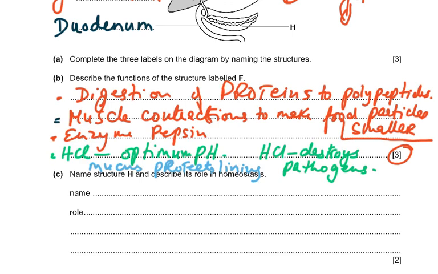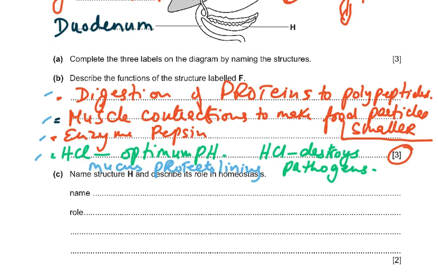Now describe the functions of the structure labeled F, and F was the stomach, so it's basically digestion of proteins, then muscle contractions to make the food particles smaller, then the enzyme pepsin release, then the HCl providing the optimum pH, then the HCl destroying pathogens, disease causing microorganisms, and the mucus being produced which protects the lining of the stomach. So this was all the function, but there were no marks for saying it was a stomach, because it didn't ask you that. It said describe the functions of the structure labeled F.